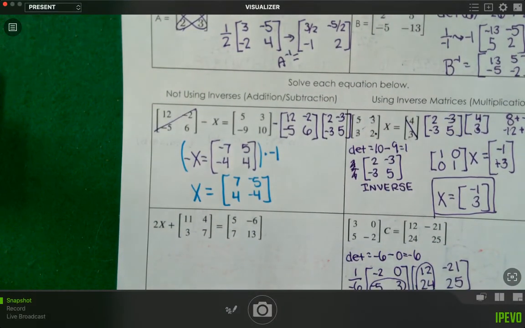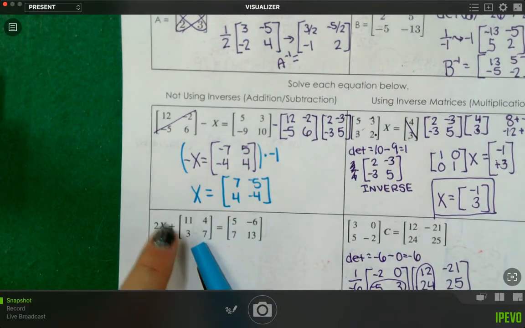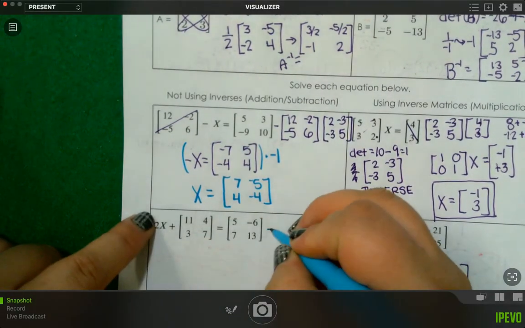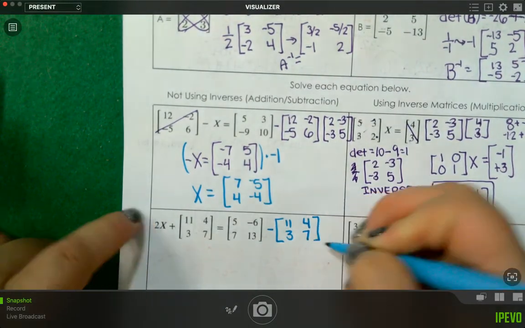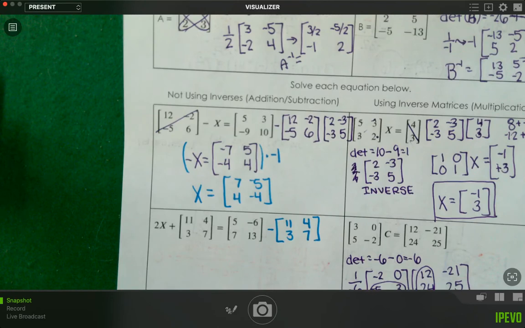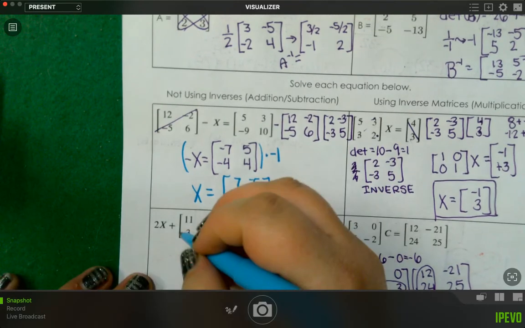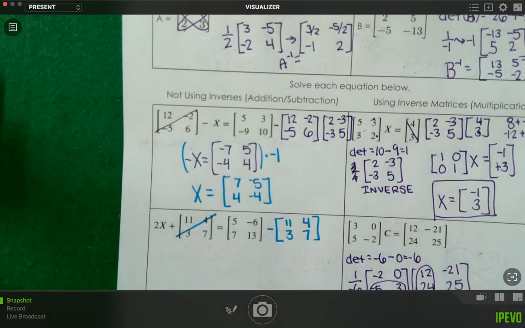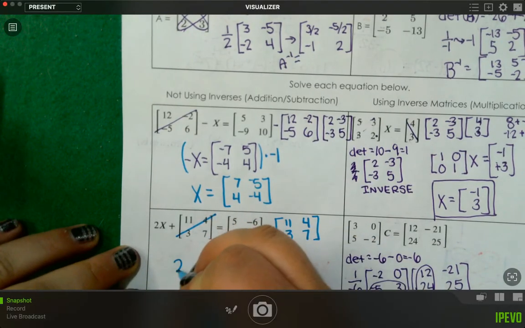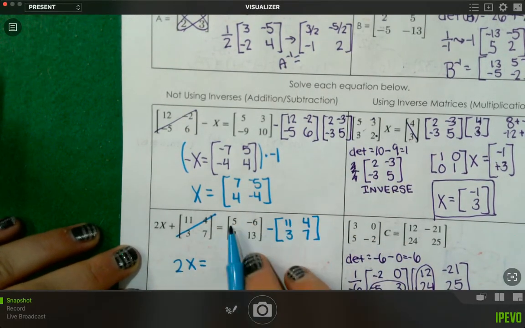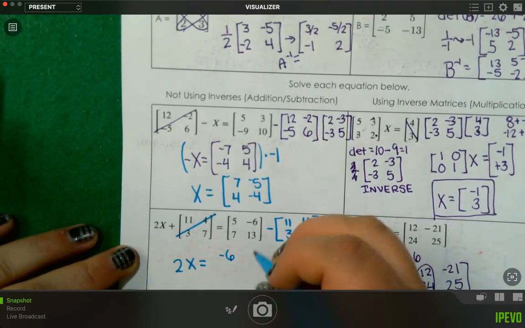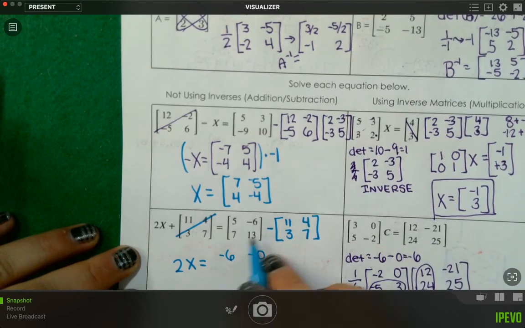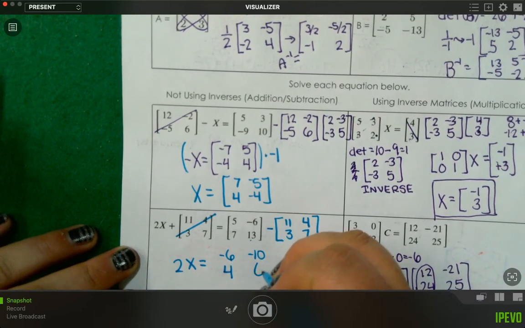And then on this one, it's a little bit easier to see, but there is addition. So we're going to subtract that matrix to the other side, the same way you would if you were solving an equation like 2x plus 3. You would subtract the 3 to the other side. You just have to do it with a whole matrix. Okay, and then we get 2x equals 5 minus 11 is negative 6. Negative 6 minus 4 is negative 10. 7 minus 3 is 4. And 13 minus 7 is 6.